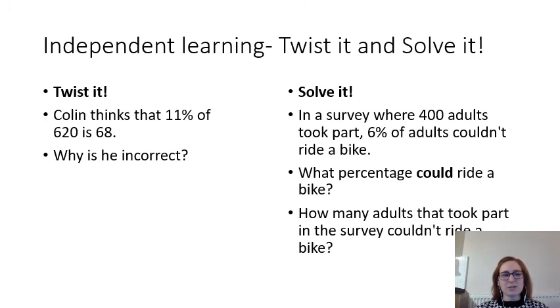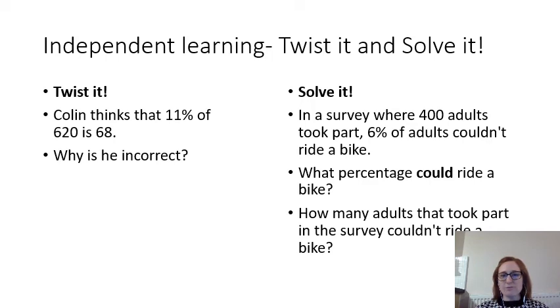Today's twist it and solve it then. Twist it. Colin thinks that 11% of 620 is 68. Why is he incorrect? So work it out yourself. Think about 11% being a 10% and a 1%. Work it out. Which bit has he got wrong? What has he forgotten? And then today's solve it.